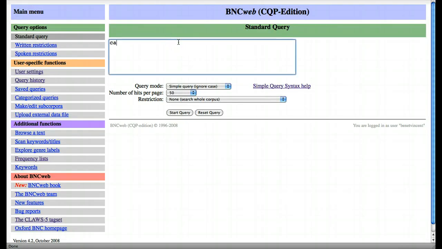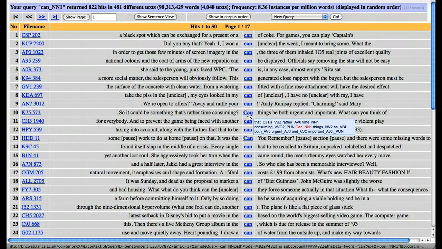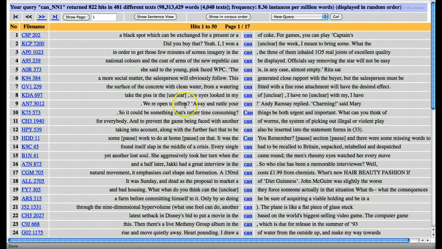Can as a singular noun, so we do can underscore NN. NN1 is for singular noun. I expect there'll be some mistakes here because can is quite a tricky word to tag. So here we go. A can of Coke. So there, that's correct. In the can. And here we are. Immediately we have a mistake made by the tagger. So this can would appear to be modal verb can rather than can the noun. So obviously different words will have different levels of accuracy.